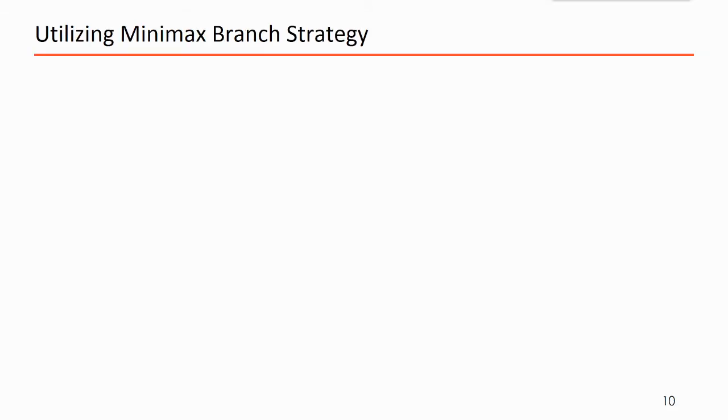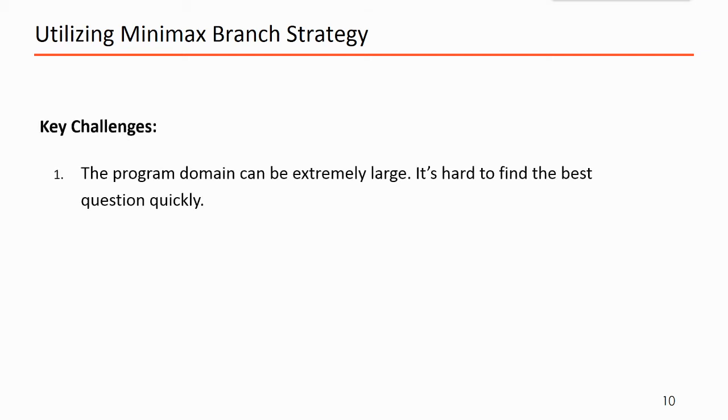Before applying Minimax branch strategy to the question selection problem, we must address two key challenges. First, to find the best question according to Minimax branch strategy, we need to evaluate the answer of different programs on a question. However, the program domain can be extremely large. It's hard to find the best question quickly.